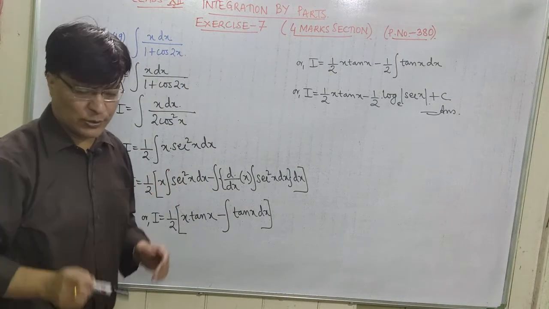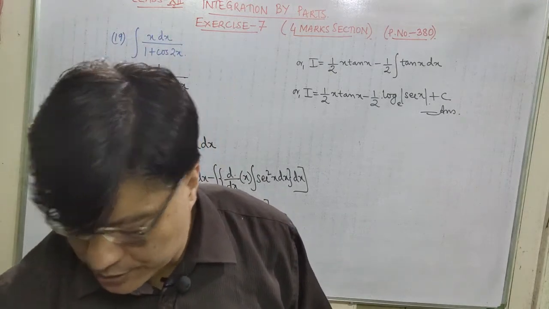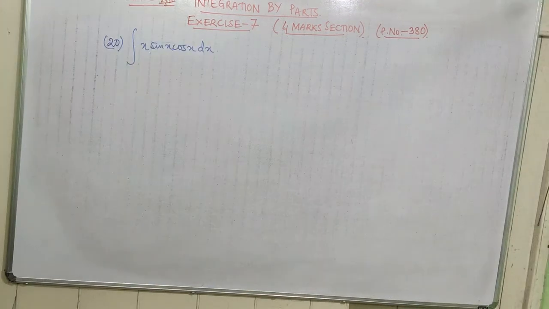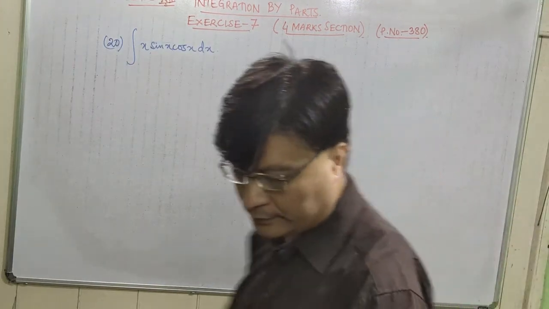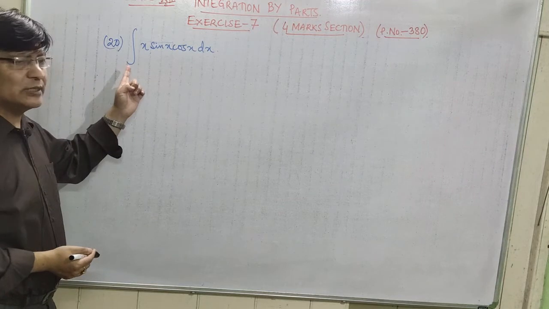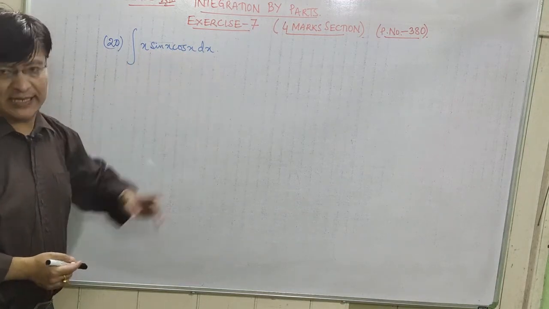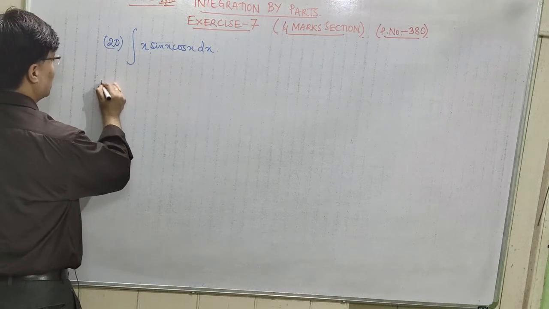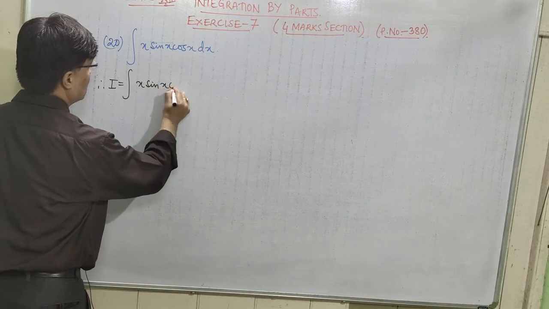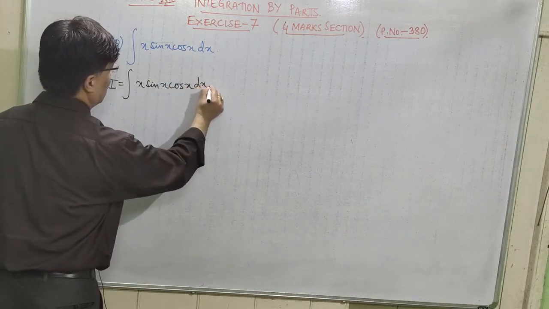So I think you have understood it, so you can copy it. Now we'll do the next question. So let's do question number 20 now. You have to evaluate this integration of x sin x cos x dx. Okay, so let us first write I is equal to integration of x sin x cos x dx.